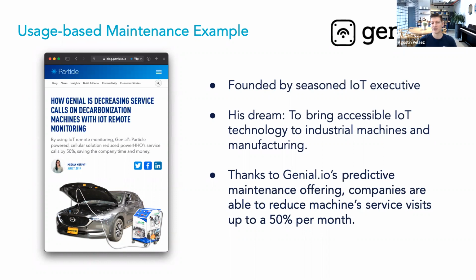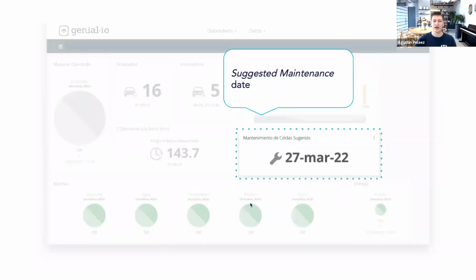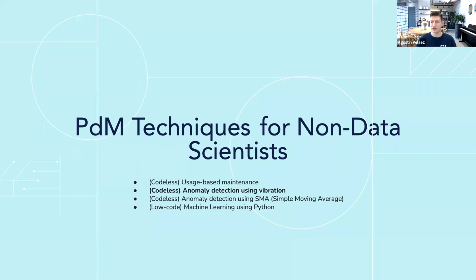And at the end, what they're doing is using these usage-based variables, not only to reduce maintenance costs, but also for billing purposes. So one of his clients builds these little machines to clean car engines, and they charge based on how many hours they're being used. So this usage also helps them to bill their end clients. So here's one of the dashboards that they have with the suggested maintenance date based on the hours that are being used. So very cool use case.